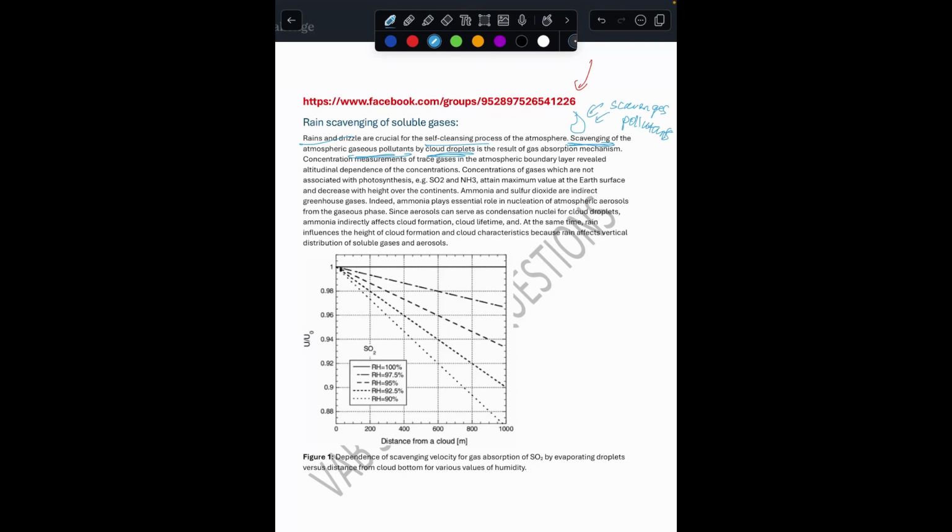So if you can understand that from that sentence, that's all good, even though you might not exactly know what the gas absorption mechanism is. We might not know it.